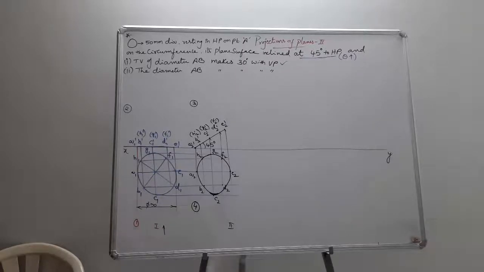Top view can't make on VP, that's not the thing. Next, anyone? We consider diameter AB. Yes, we have to consider diameter AB, but what was the mistake there? We have to consider diameter AB, but in the construction, what did we do? AE.